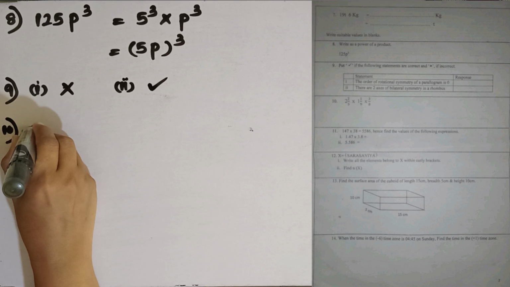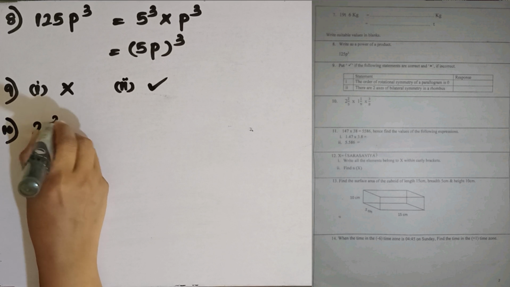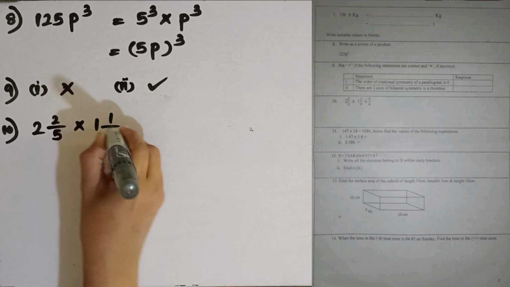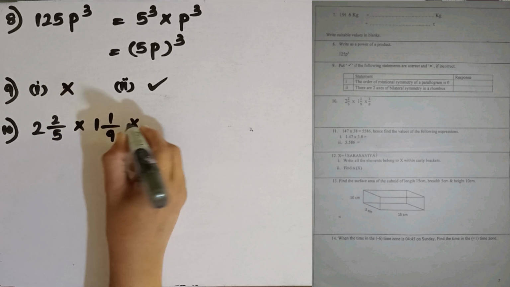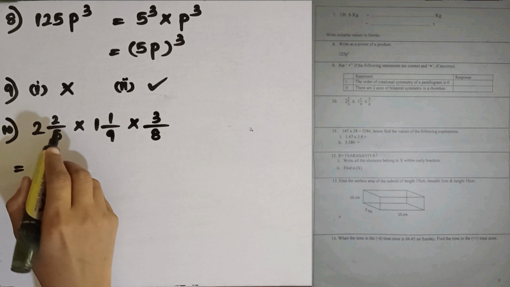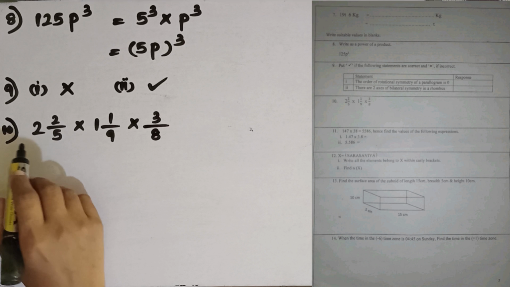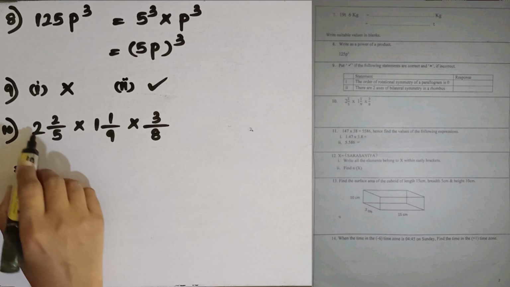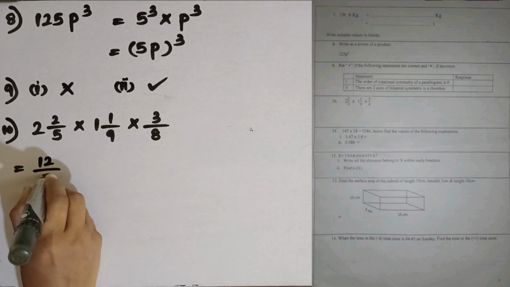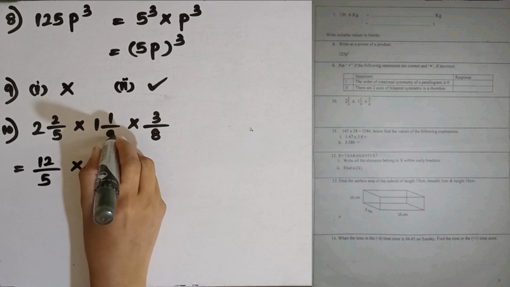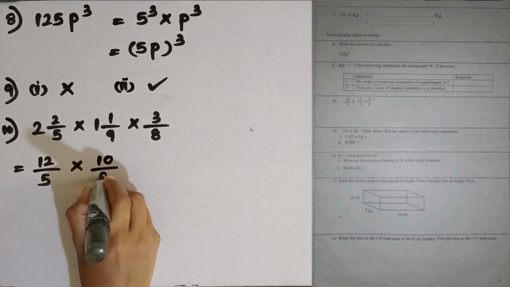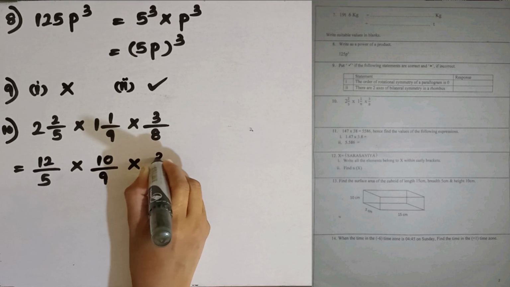Question number 10. We are given this to simplify: 2 over 5 into 1 over 9 into 3 over 8. First, we have to convert these mixed numbers into improper fractions. 2 times 5 is 10. 10 plus 2 is 12. 12 over 5. Then next one. 9 times 1, 9. 9 plus 1 is 10. 10 over 9 into 3 over 8.